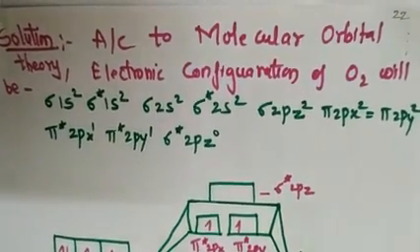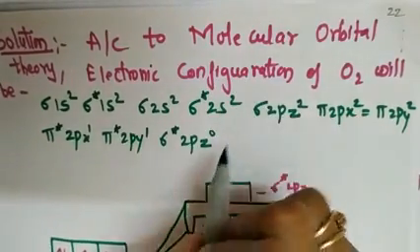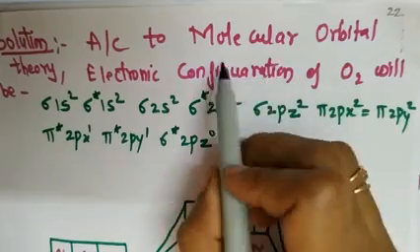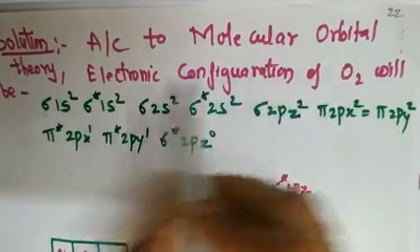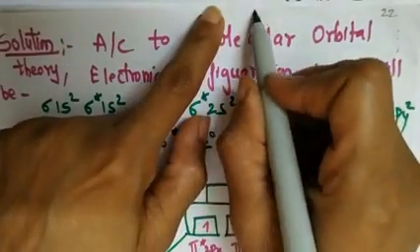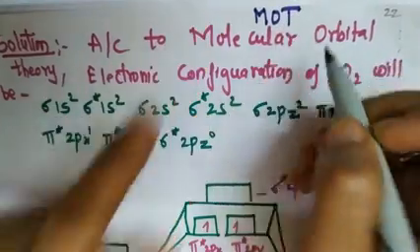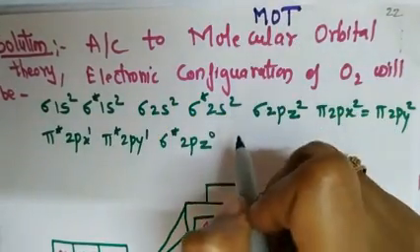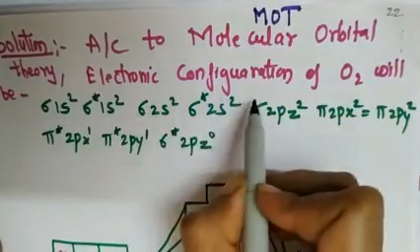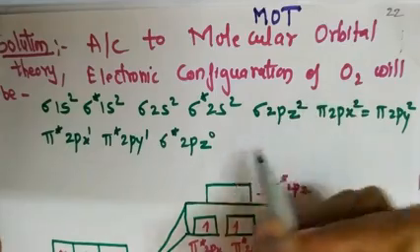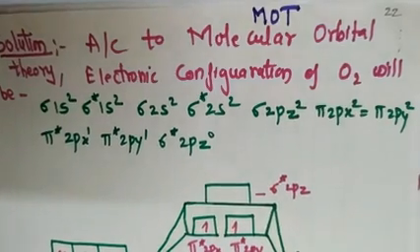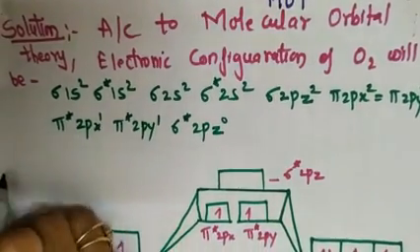So for this, a new term is there. I think you might know MOT, that is molecular orbital theory. According to MOT, molecular orbital theory, a new electronic configuration is given. Before I write the configuration of oxygen in MOT, I will write down what is the normal configuration of oxygen.